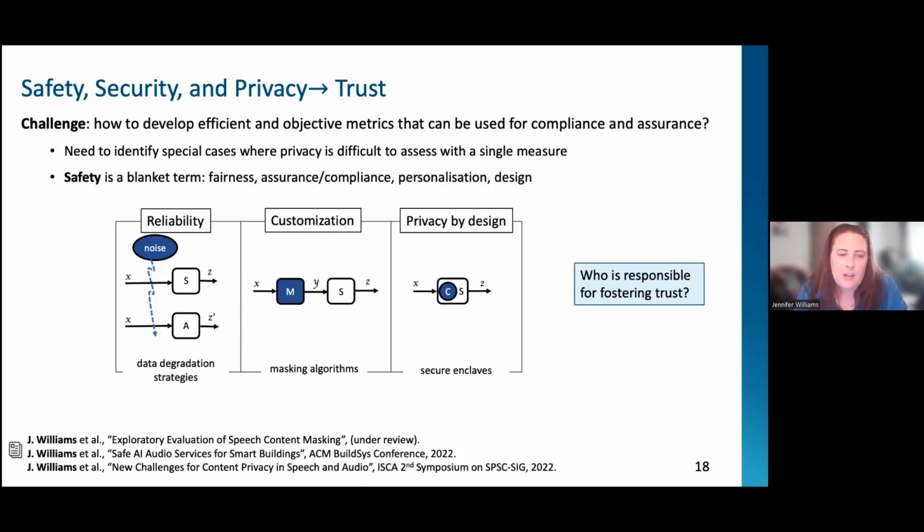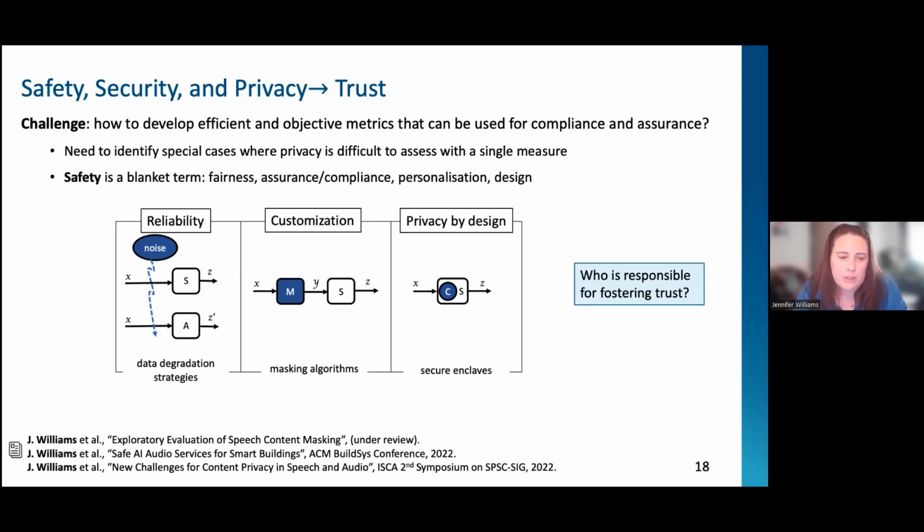So we need to identify all the special cases where privacy is difficult to assess with a single measure. And this is one of the open challenges in the field of speech technology right now, because some of it depends on the use case and the technology and the context of that technology being used. Now, safety is a tricky one. I think this is a blanket term. It can encompass things like fairness, assurance and compliance, personalization, and design. And I like to think about these topics in terms of reliability, customization, and privacy by design.